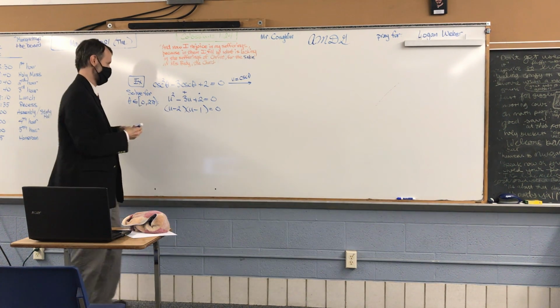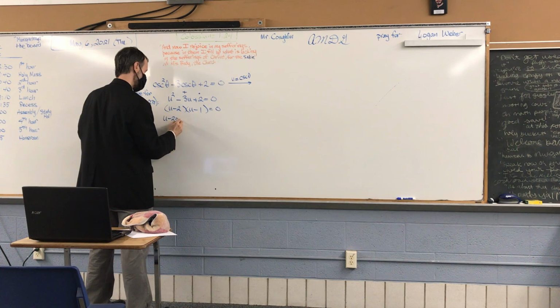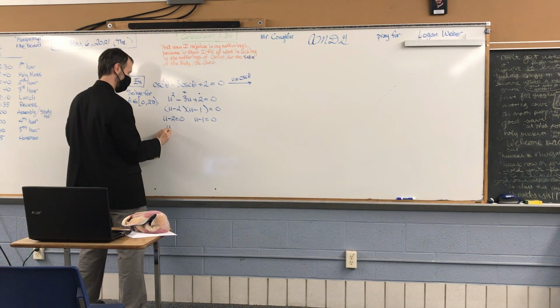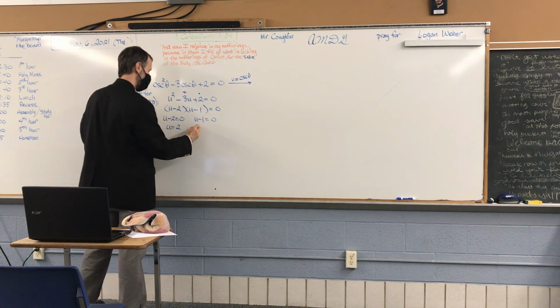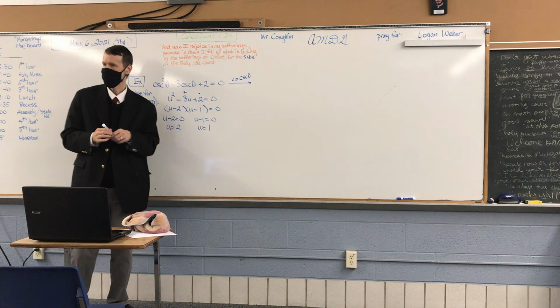Correct. What would it look like? u minus 2 equals 0, and u minus 1 equals 0. Go ahead and solve those. So u equals what? 2, and u equals 1. Let me stop there. Any questions so far?